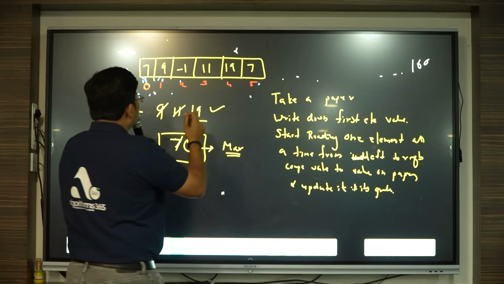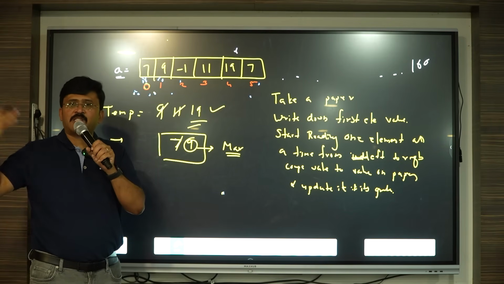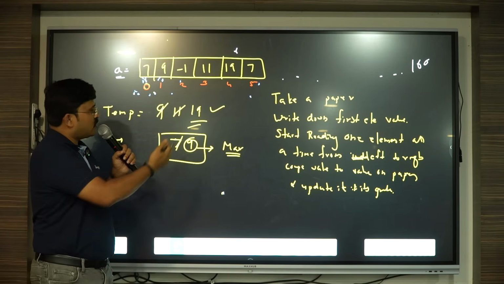Let's say now you want to do second max. Now we said 2 max, right? First max and second max. So how to do the second max?